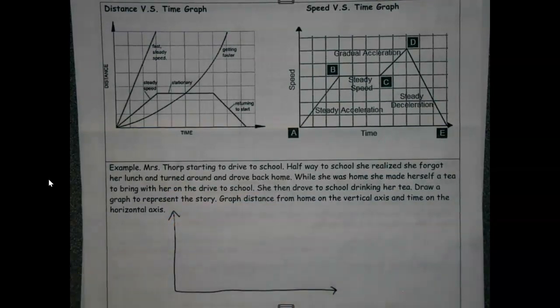So the first thing I've got to figure out is what's going to go on my axes, so I can tell somebody what I'm doing. So let me start reading here. Mrs. Thorpe started driving to school, okay. Halfway to school, she realized she forgot her lunch and turned around and drove back home. While she was at home, she made herself a tea to bring with on the drive to school. Then she drove to school drinking her tea. Oh, that could be dangerous. Draw a graph to represent the story.